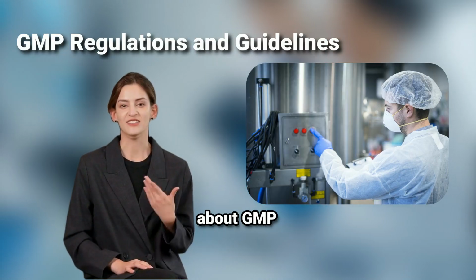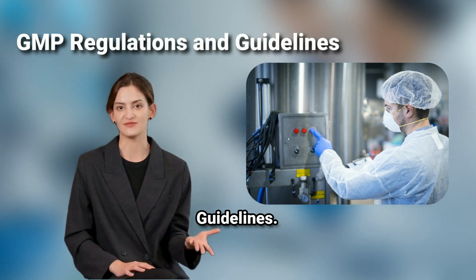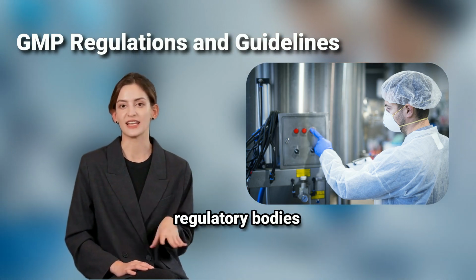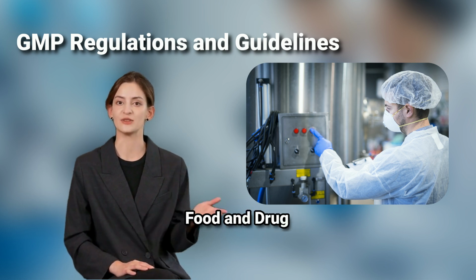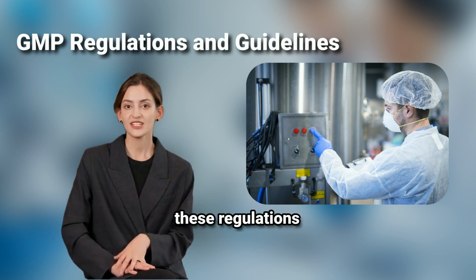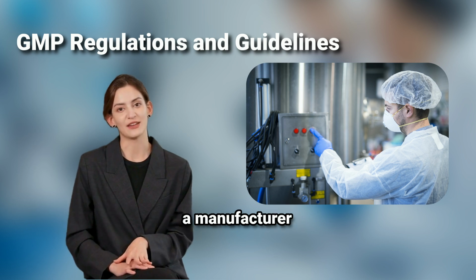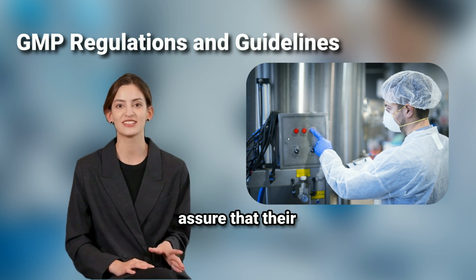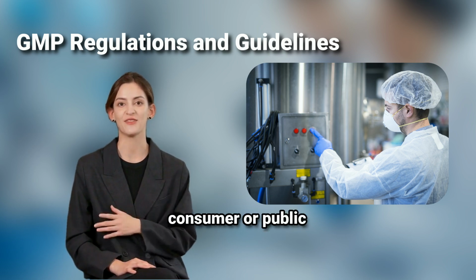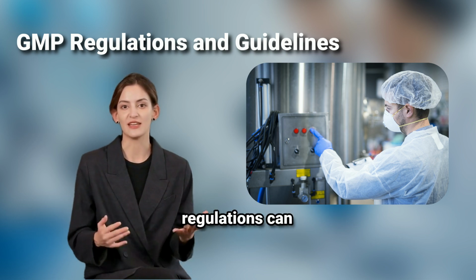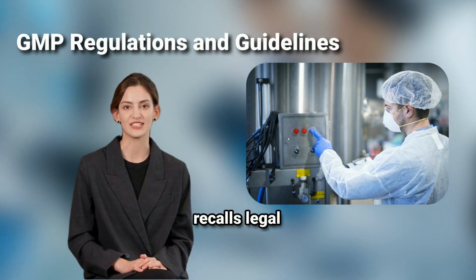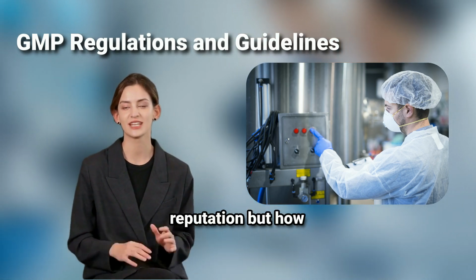Now, let us talk about GMP regulations and guidelines. GMP regulations are enforced by regulatory bodies such as the U.S. Food and Drug Administration and the European Medicines Agency. These regulations set the minimum requirements that a manufacturer must meet to assure that their products are of high quality and do not pose any risk to the consumer or public. Non-compliance with GMP regulations can result in severe penalties, including product recalls, legal action, and damage to the company's reputation.